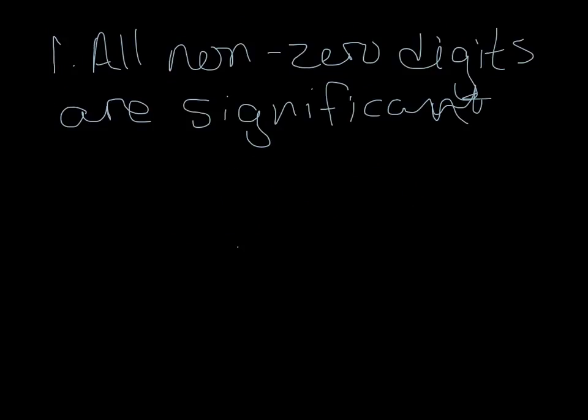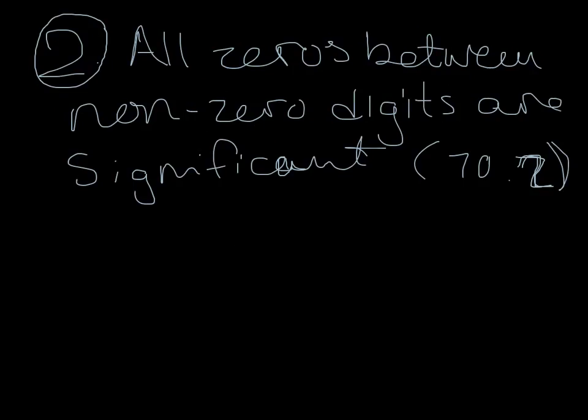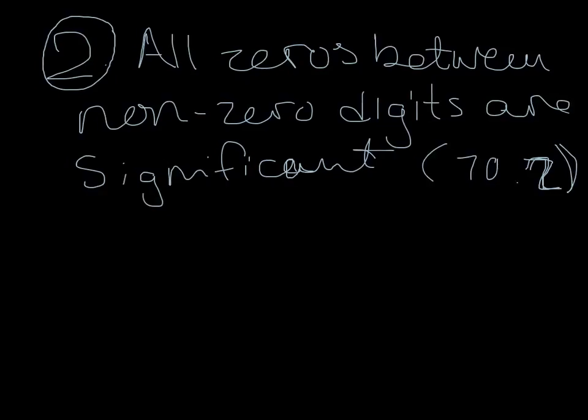The first rule for significant figures is that all non-zero digits are significant. The second rule is that all zeros between non-zero digits are significant. For example, in the number 70.2, since the zero is between the 7 and the 2, it also counts as a significant digit.